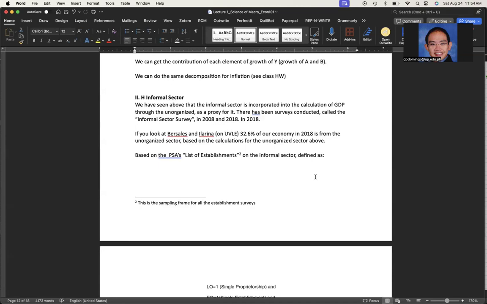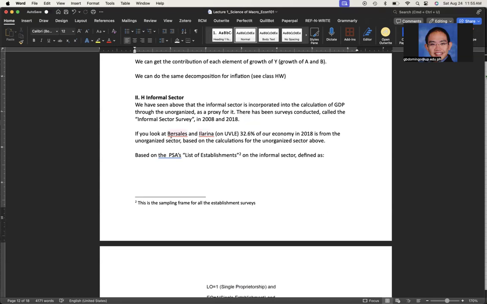All right, our final topic for real GDP, and then we'll pause and do a part 2, will be the discussion on the informal sector. So we've seen above that the informal sector is incorporated into the calculation of GDP through the unorganized industry. There have been surveys conducted to study the informal sector, called the Informal Sector Survey, in 2008 and in 2018. Now, in this part, I wanted to share with you different calculations of the size of the informal sector.